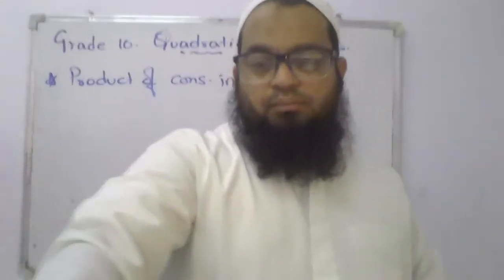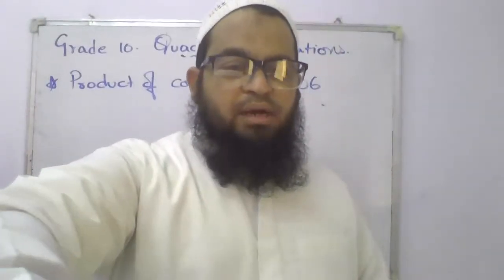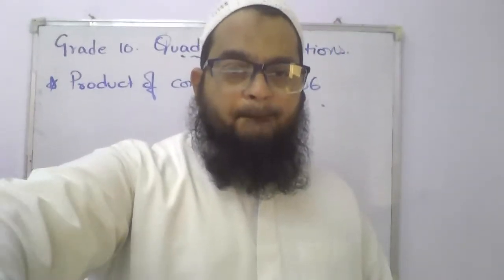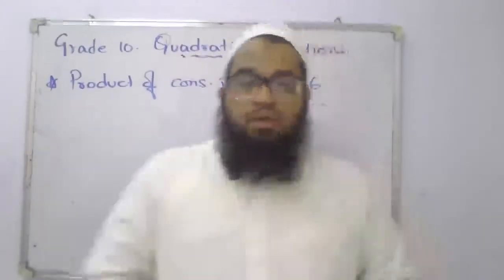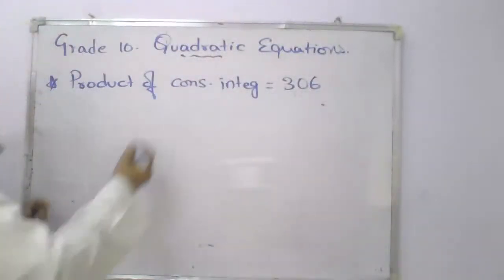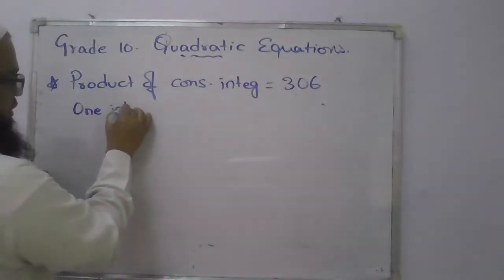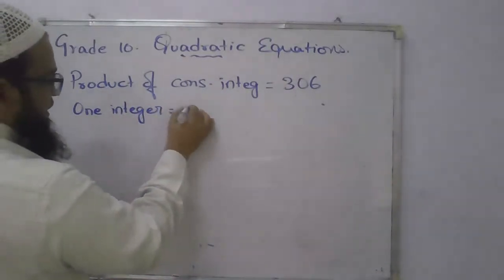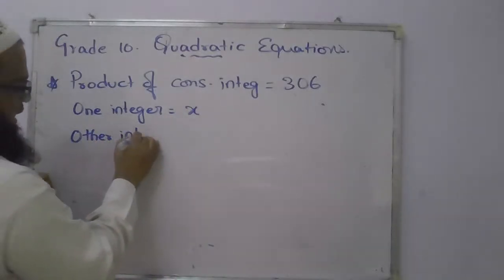So one after the other, right? So let us see. One after the other. So that means let us take one integer as x and the other integer as x plus 1.